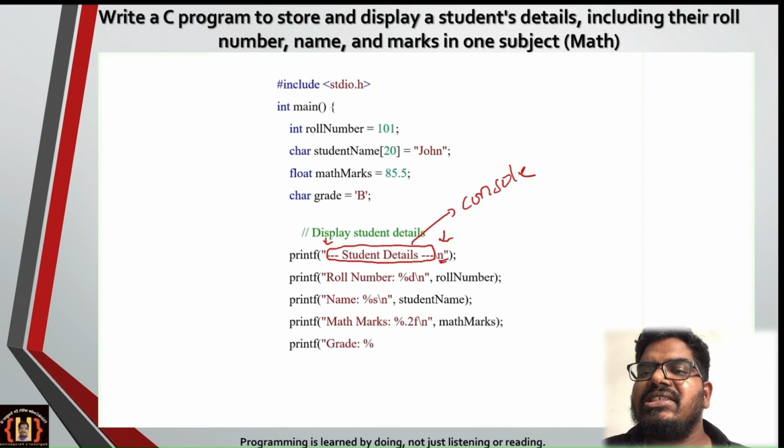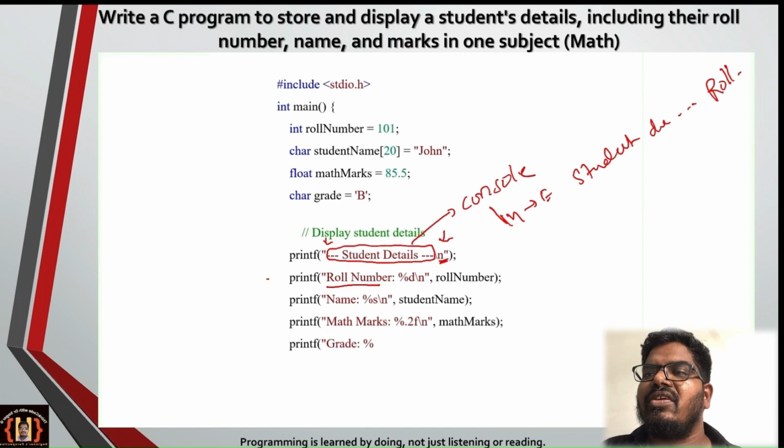And this \n is called an escape sequence. This is basically used to tell the compiler that the next part, the roll number line, should be printed in a new line. Instead of continuing "student details" and immediately roll number, I am telling the compiler to start the next sentence, that is the next printf statement, roll number, in a new line. We'll see more detail about them.